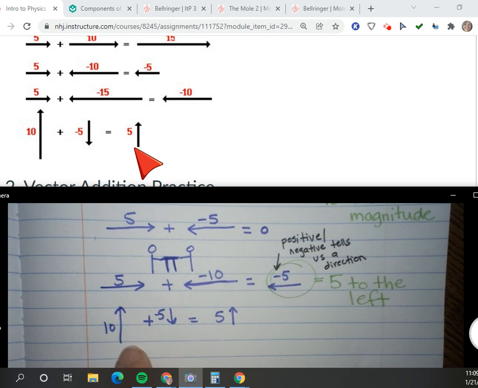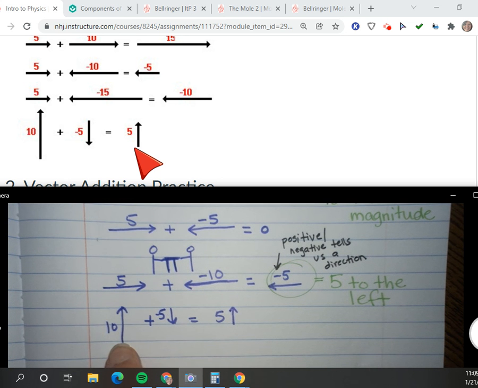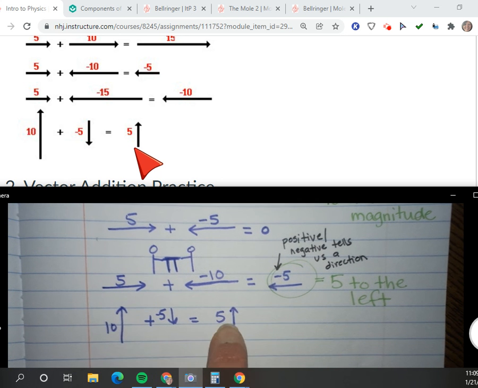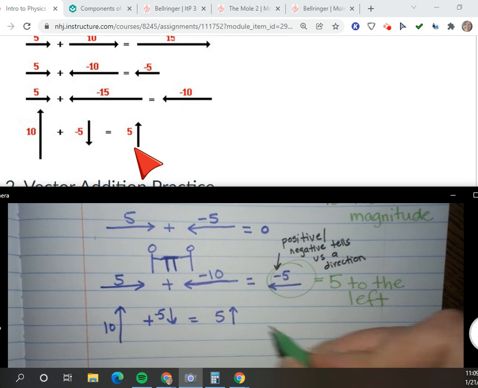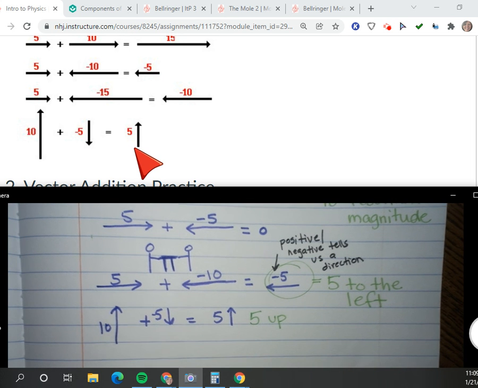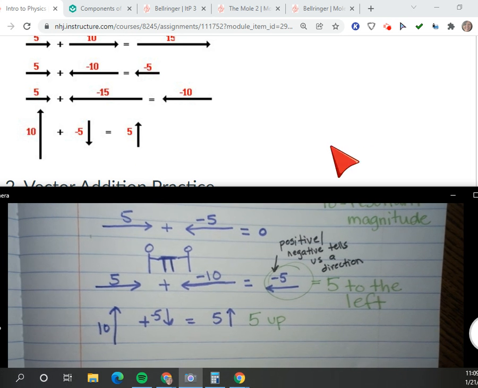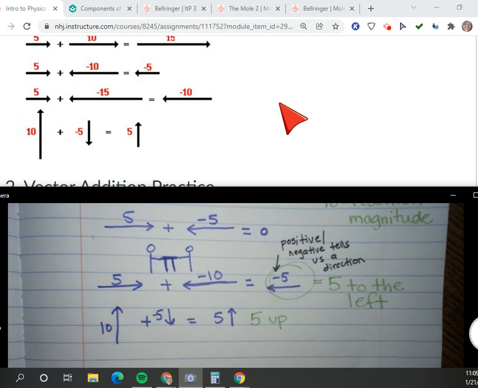It's always the larger number that tells us the direction we're going to end up with. So if we were to describe this vector, we would say 5 up, because we need a direction in order for it to be a vector. All right. Give me a thumbs up if this makes sense and you're like, yep, I got this. Good. All right.